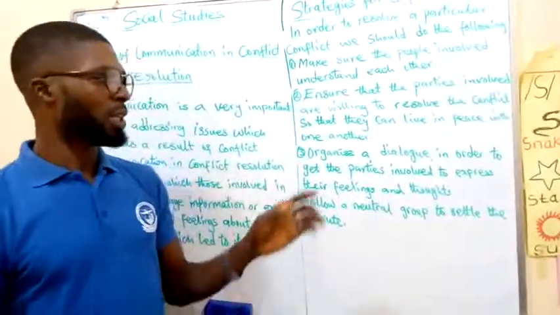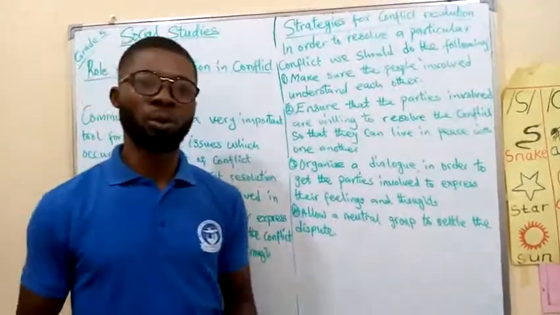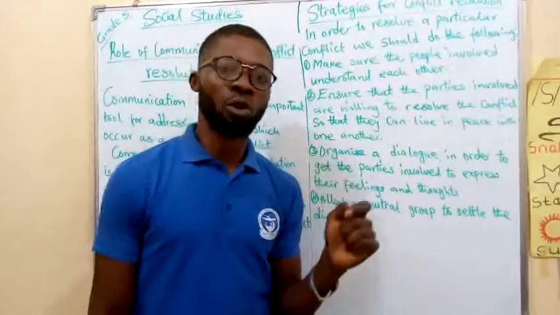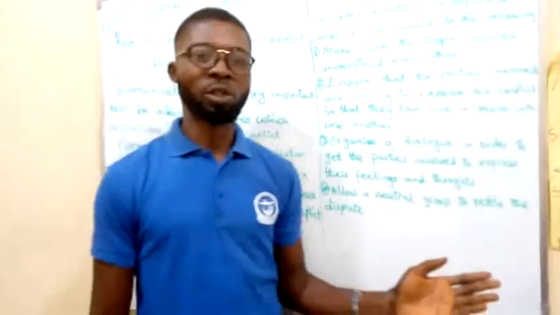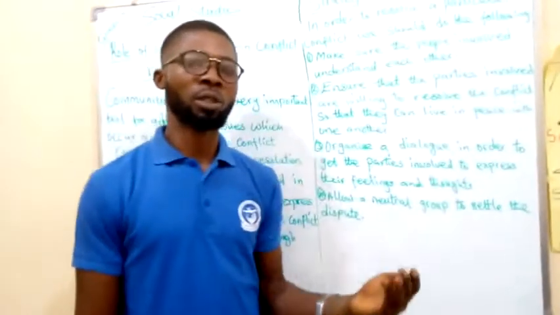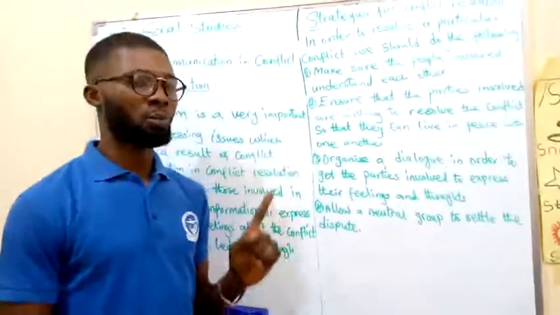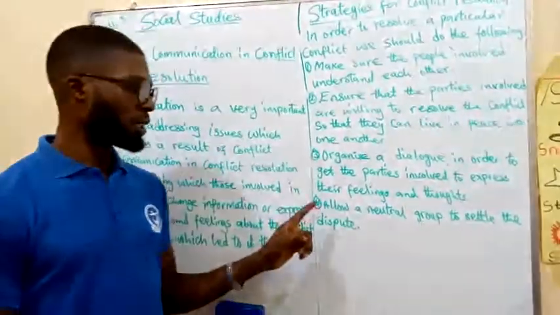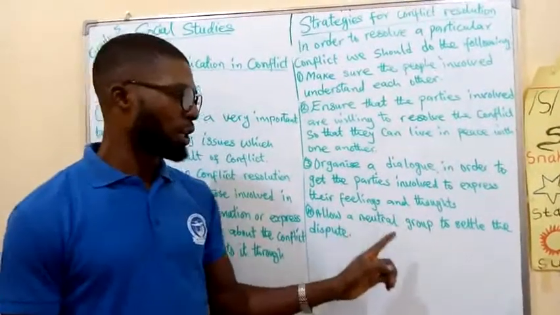resolution. So it's when this dialogue is being initiated that the people involved are allowed to do what? Express their feelings and thoughts in order to know the cause of this conflict. That means that during this dialogue, you can easily point out the causes or what led to the conflict. So that is why dialogue is very important. It's a very important tool towards what? Conflict resolution.